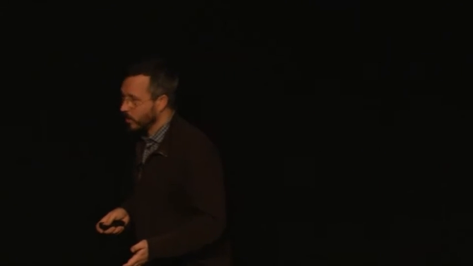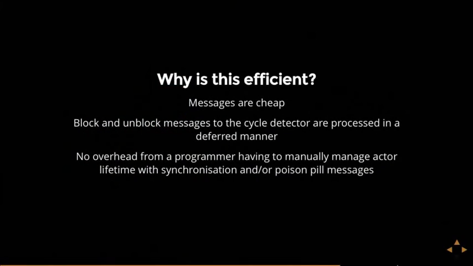Okay, so why is this efficient? The number one reason is that messages are cheap. Sending a message in Pony is a single atomic operation, which means you're talking about, depending on your platform, 5 to 15 nanoseconds of overhead for sending a message. The second is block and unblock messages are processed in a deferred manner by the cycle detector. That's really important. If you do too much work on every block and unblock message you receive and you try and detect cycles every time you get a change in topology, then you weigh down the system. But if you treat it as exactly what it is, which is a garbage collector, and say that it's not important that it runs now, it's just important that it runs, then you can do this in a deferred way.